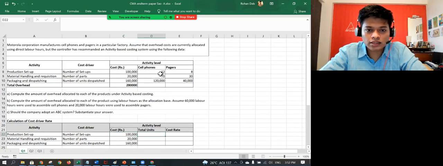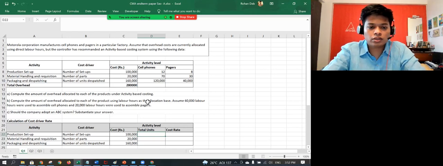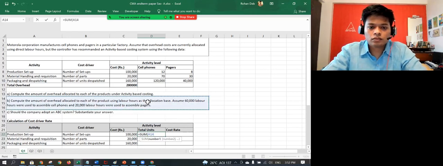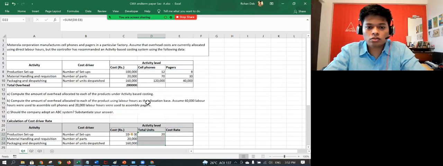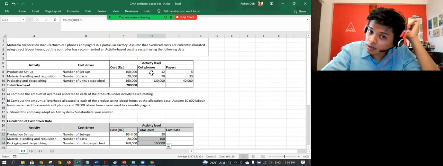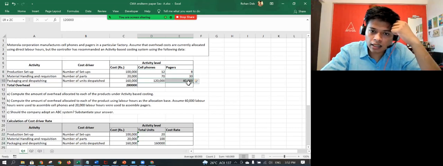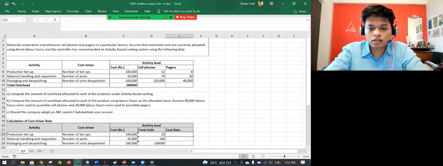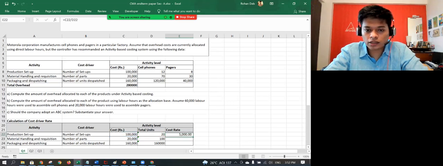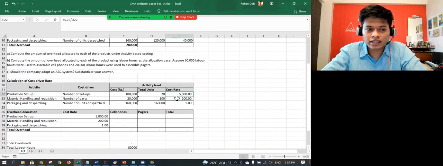Total units is basically the sum of these two, so you can use the sum function. Let's use the sum function, and then Ctrl+D to copy this function across. You can see this is 2,100 and 1,60,000. You can directly write it or you can use the sum function. Now the cost rate would be the total cost divided by the total number of units, and then Ctrl+D, and you can see this is the cost rate that comes. I hope this part is very clear because it's a very simple sum. This cost rate comes over here.